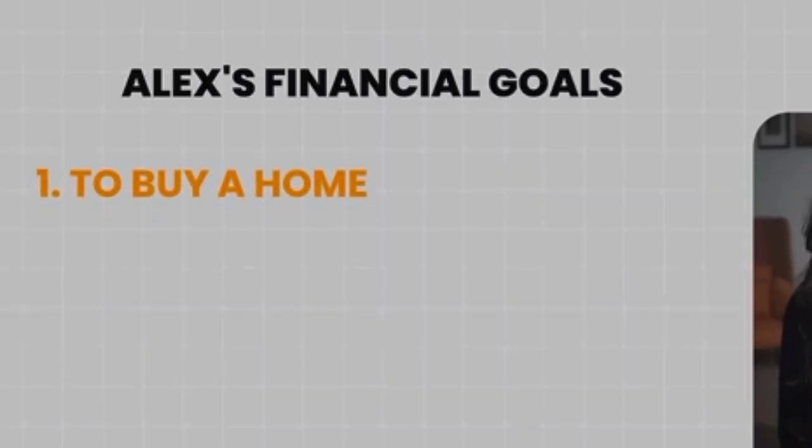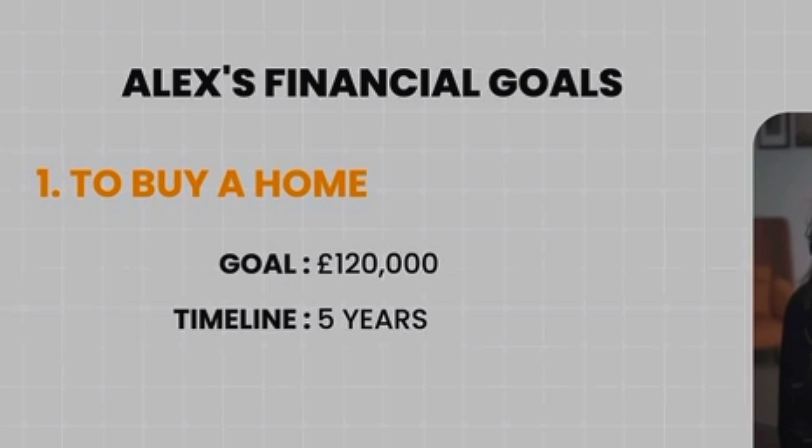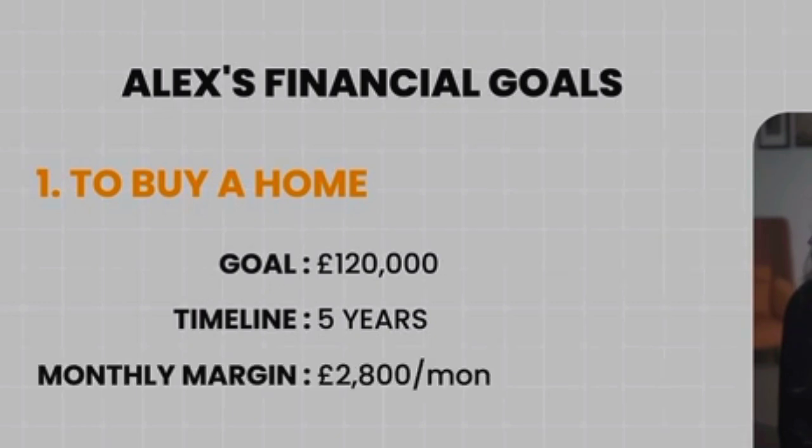So let's look at her first goal. If she needs $120,000 saved up within the next 5 years, because that's when she wants to buy her home, given her monthly margin of $2,800, she can now calculate her feasibility.